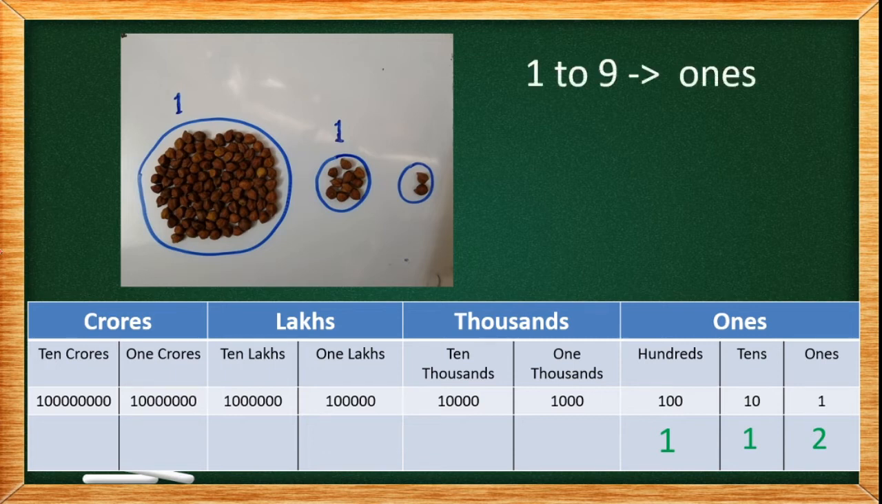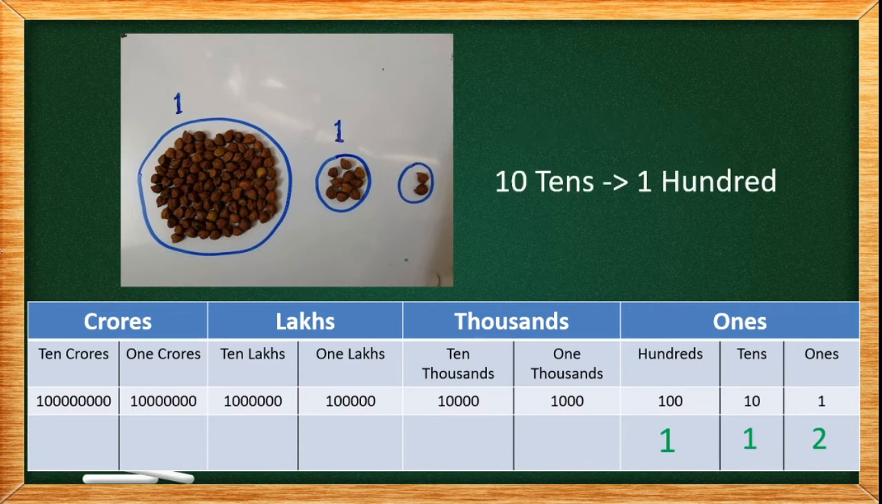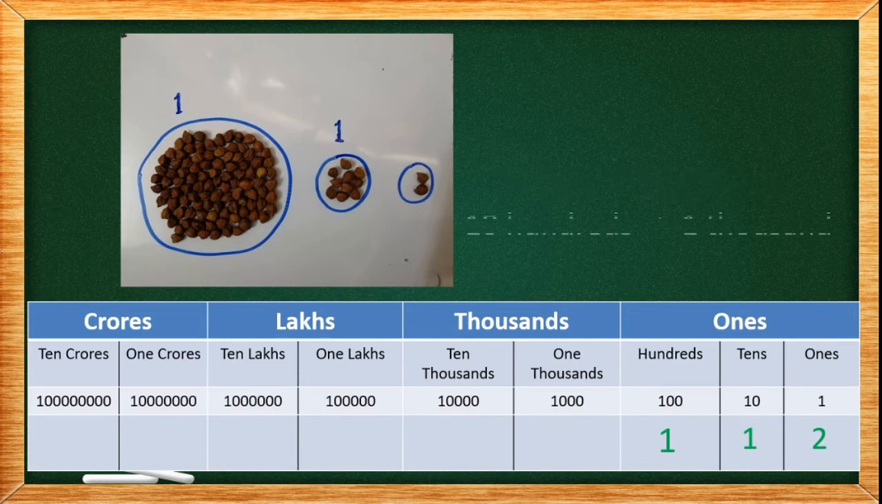if we have the numbers from 1 to 9, then we write in ones place, and when it exceeds 9, then 10 ones will become 10. Same way, 10 tens will become 100, and 10 hundred will become 1000, and so on.